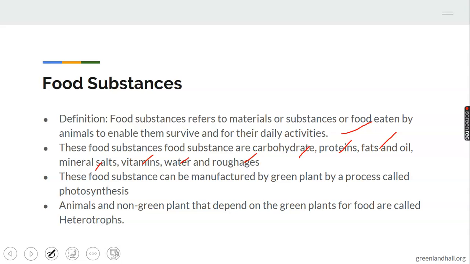Now, at this point, I want to tell us that all these classes of food are very, very important, and they constitute what we call a meal. Now, these food substances are manufactured by green plants by a process called photosynthesis. Animals and non-green plants that depend on the green plant for food are called heterotrophs.